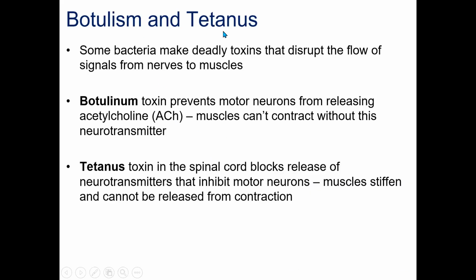Okay, botulism and tetanus. Botulinum is a toxin that prevents motor neurons from releasing acetylcholine. Okay, so remember acetylcholine or ACh is the neurotransmitter that is necessary to cause the calcium to be released and all that, right? So if you are poisoned by botulinum, you cannot release ACh. That means you cannot move your muscle. Okay, so you would become paralyzed.